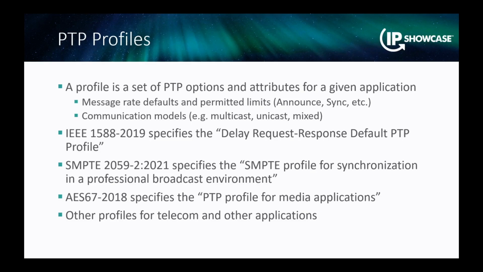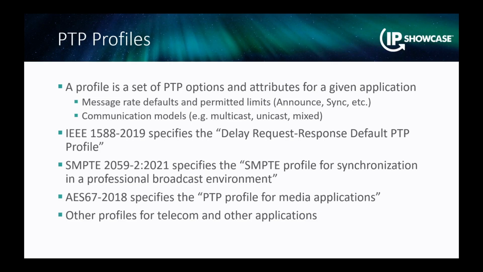With respect to profiles, a profile is simply a collection of attributes and options for a PTP network, for a particular application. A profile can define the allowable message rates. Earlier I mentioned that announce messages are coming once a second, and sync messages 8 times a second. Those are actually variable. There's a minimum and maximum value that's defined in particular profiles. So depending on the application, we might have different message rates.